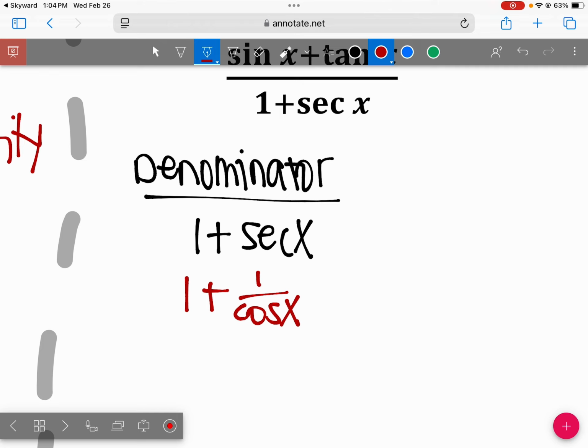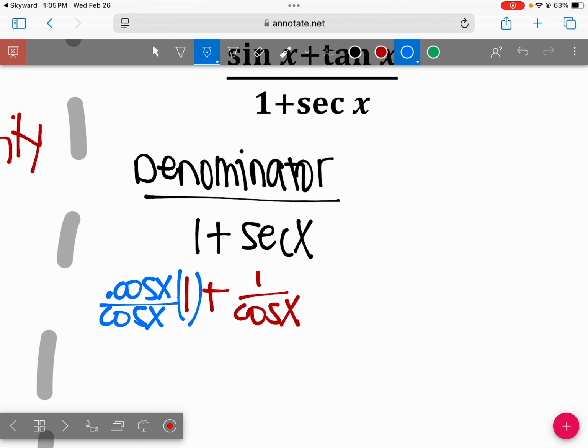Now, this is kind of as simple as we could get it, but we're still adding basically two fractions and we don't have them under one denominator right now. So I think, me personally, that we should multiply this 1 by cosine x, so that it can be a cosine x over a cosine x, so that these two fractions can be combined.